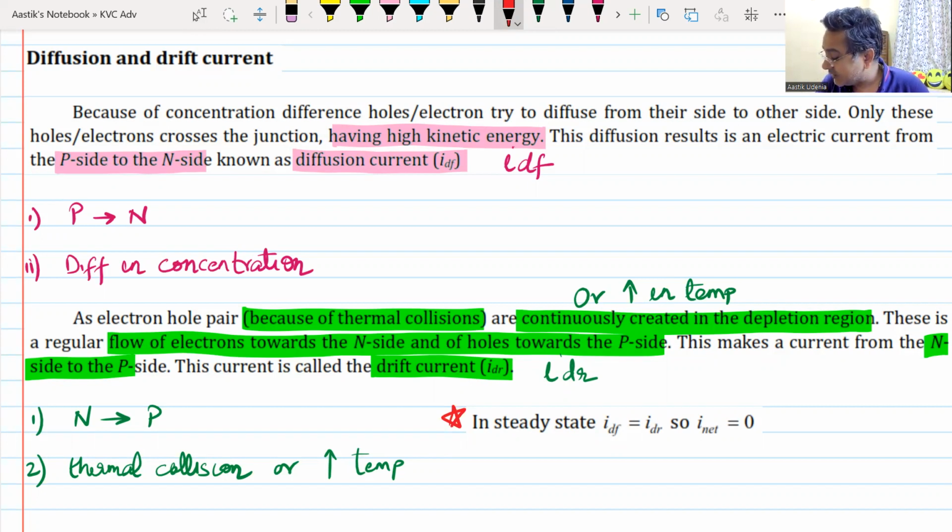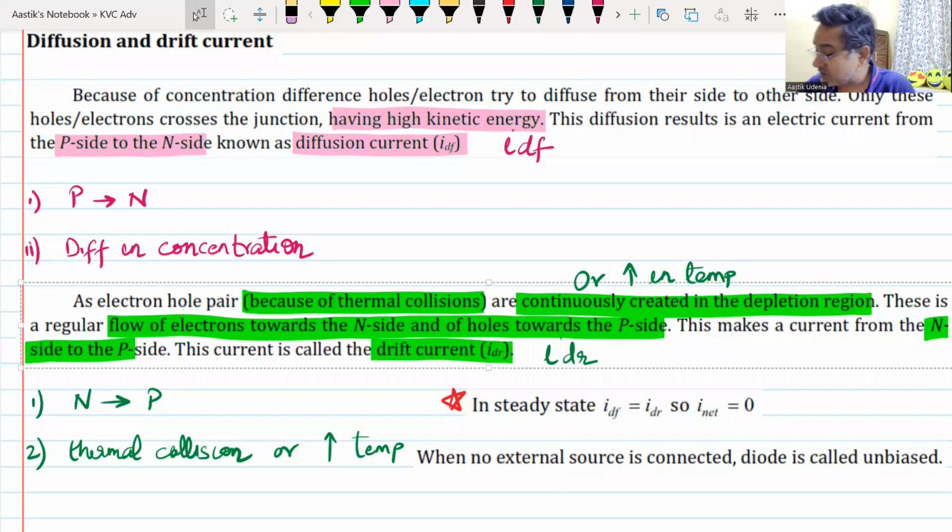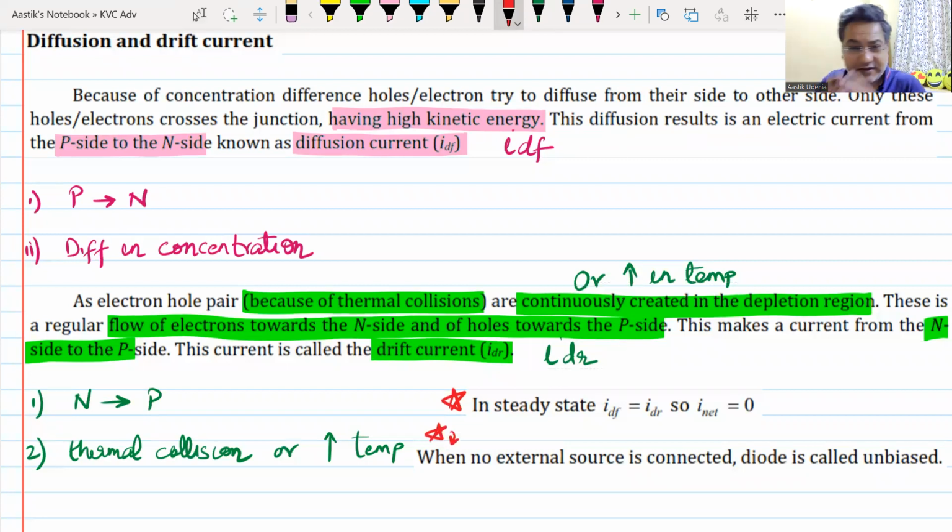The second thing that you must also write here as a second point is that when no external source is connected, that means they have open ends, the PN junction diode is free, not connected to anything, isolated. This diode is known as unbiased.